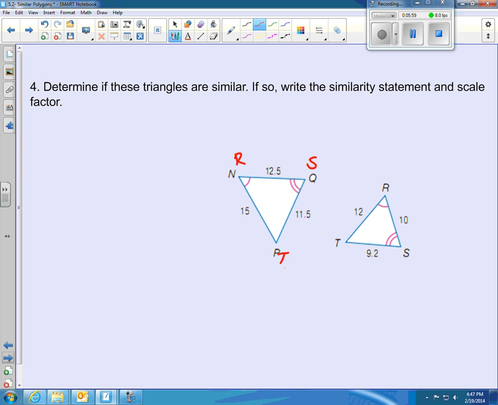So P and T go together. So our angles are congruent. We need to see if our sides are proportional. I'm just going to go from my left figure to my right figure.